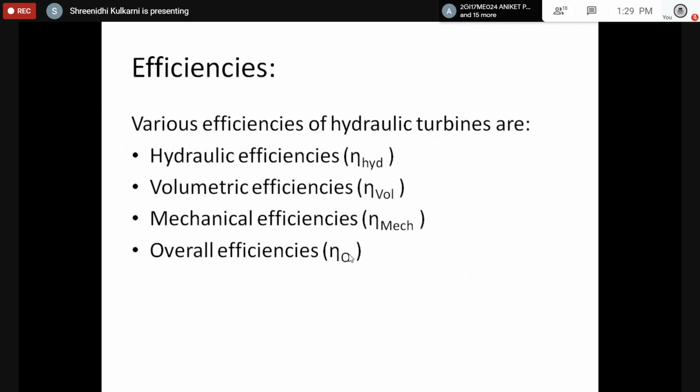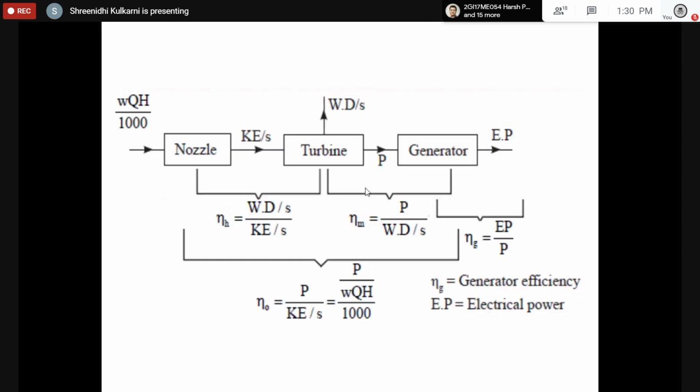Then another one is the volumetric efficiency. Volumetric efficiency is nothing but the volume. Before going to the efficiency, what is volumetric? The amount of water entering the turbine, that we can call the volume of water entering the turbine. There we can see the volumetric efficiency, but here it is not mentioned.